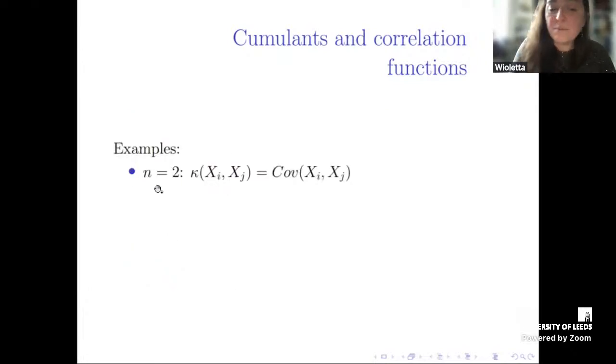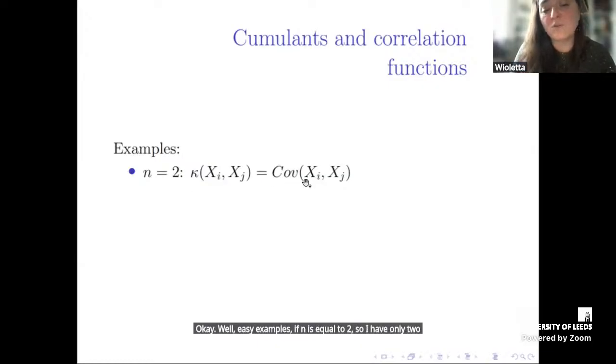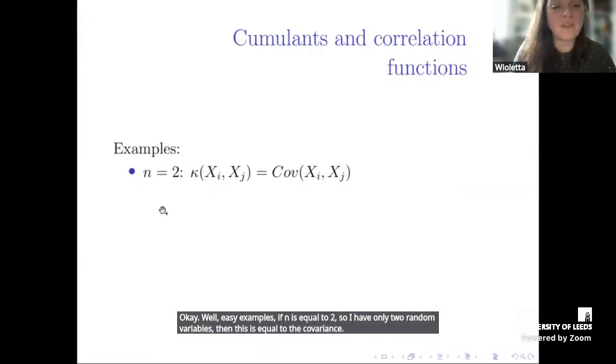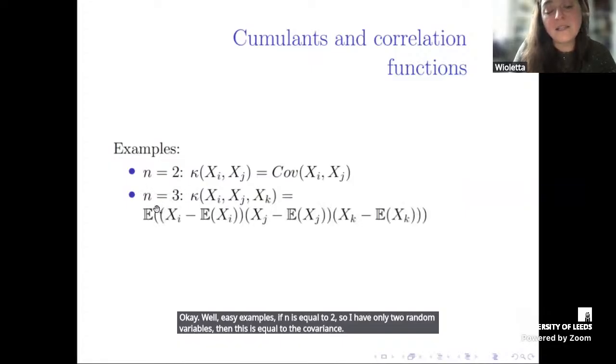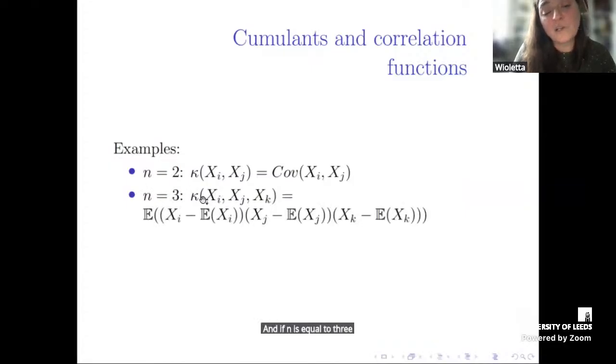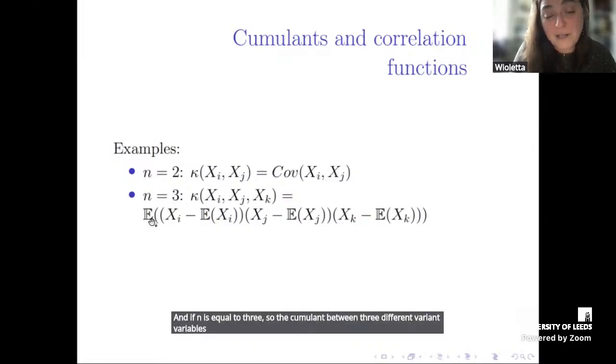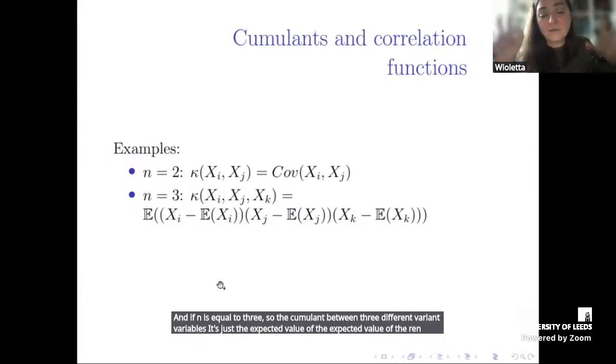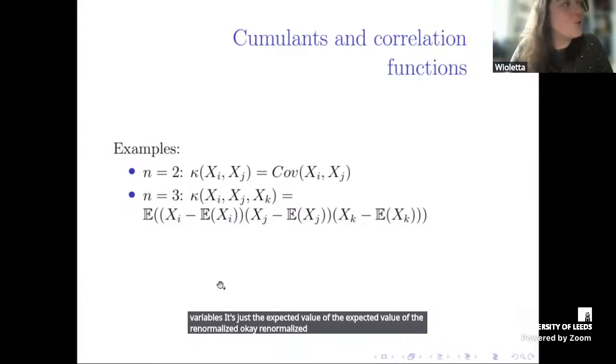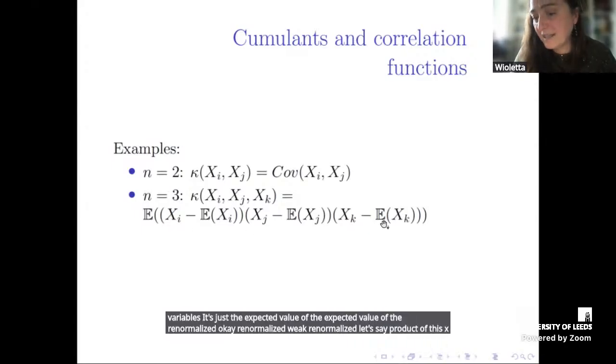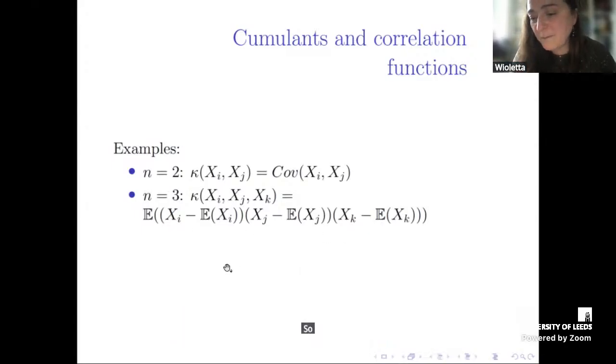Easy examples: if n is equal to 2, so I have only 2 random variables, then this is equal to the covariance. And if n is equal to 3, the cumulant between 3 different random variables is just the expected value of the renormalized product of these xi, xj, xk. So I am removing the mean here.